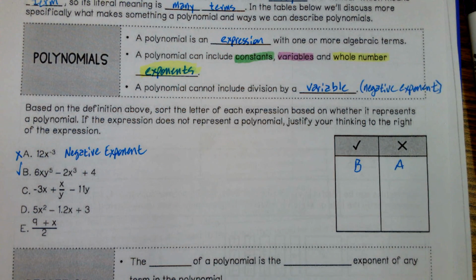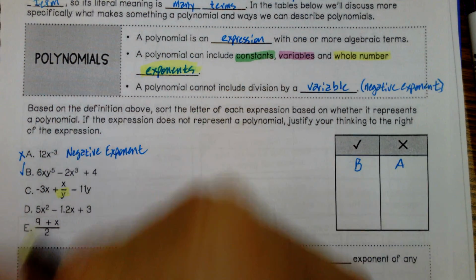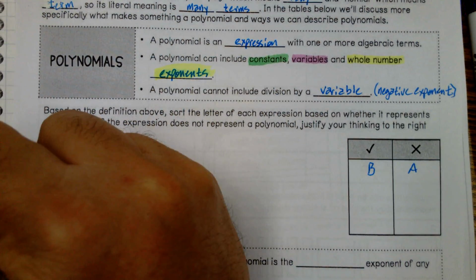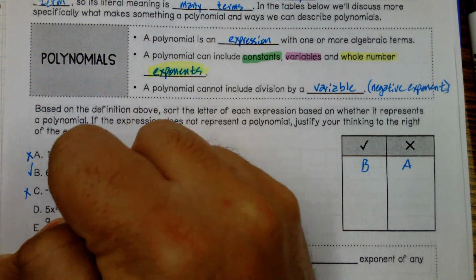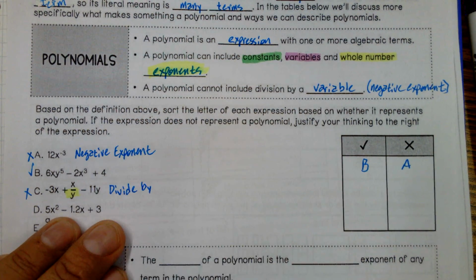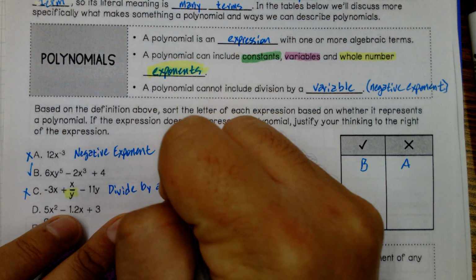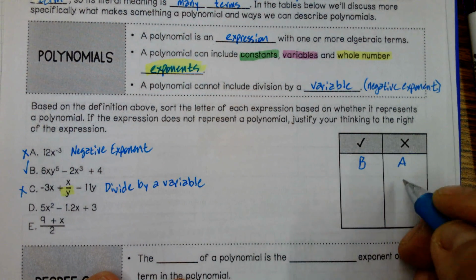Okay. Negative 3x plus x over y minus 11y. No. Yeah, that's a no. Definitely, this part's a no-no. So this is dividing by a variable, divide by variable, let's say, which means you have a negative exponent. So that would go here with the other one.